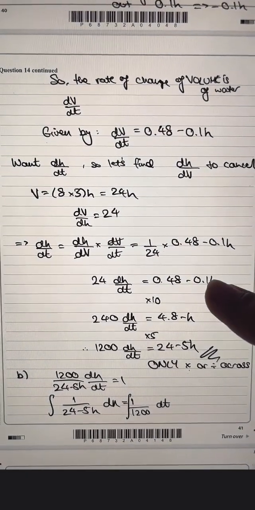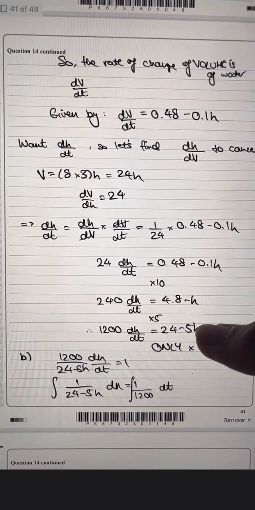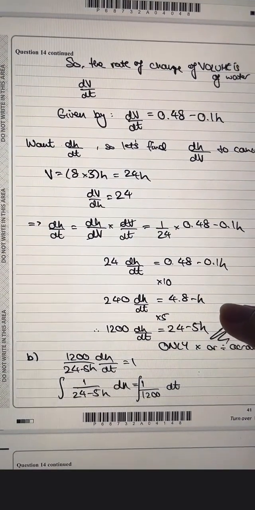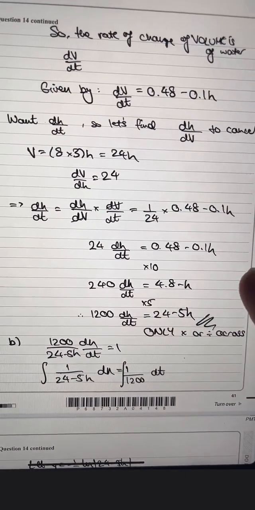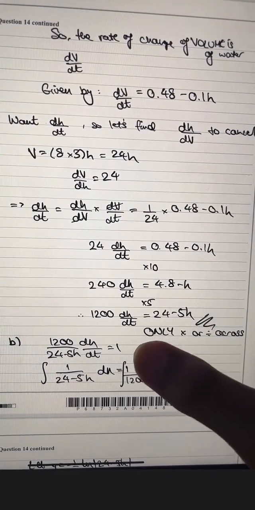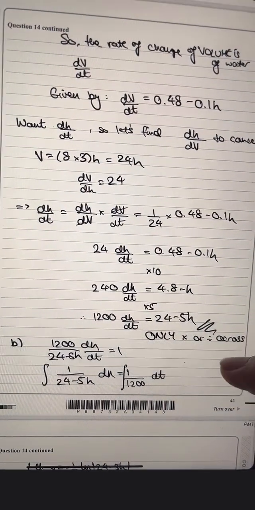Multiply by 10, multiply by 5. I could have just multiplied by 50, I'll be honest, but this is how I did it. When you're in the zone, you do stuff. That's what you get, and then you've proved that equation. So when you only multiply or divide across, that's how you do the rates of change.